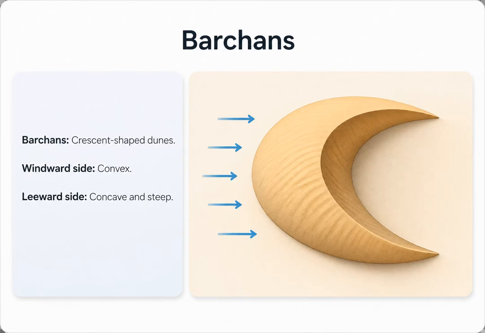Perhaps the most classic desert dune shape is the barchan. Barchans are crescent-shaped dunes that form where sand supply is somewhat limited. The wind pushes the edges of the dune faster than the thicker center, creating two horns that point downwind. The windward side is a smooth convex ramp, while the sheltered leeward side is a steep concave slip face.